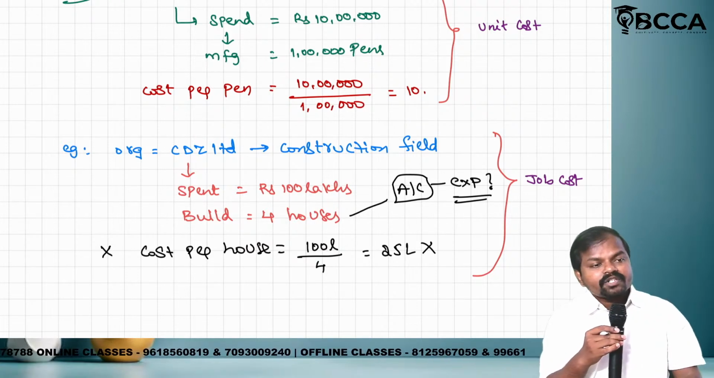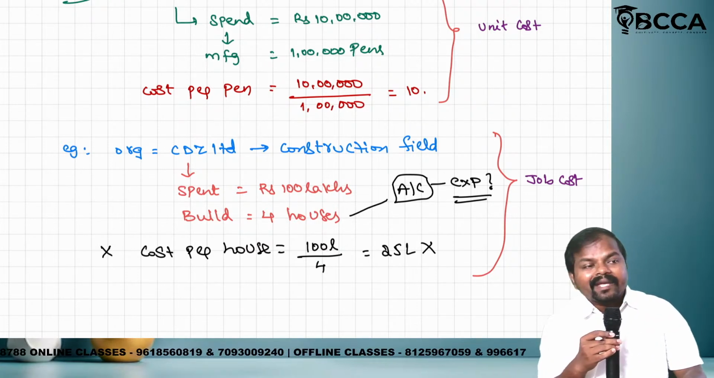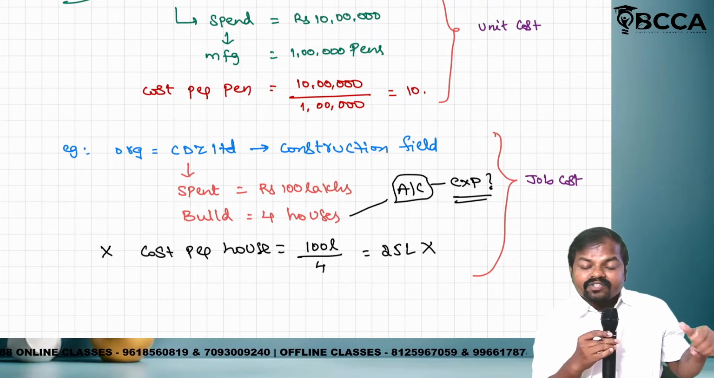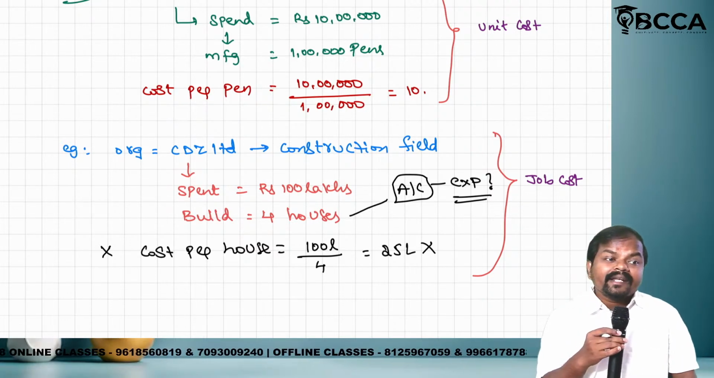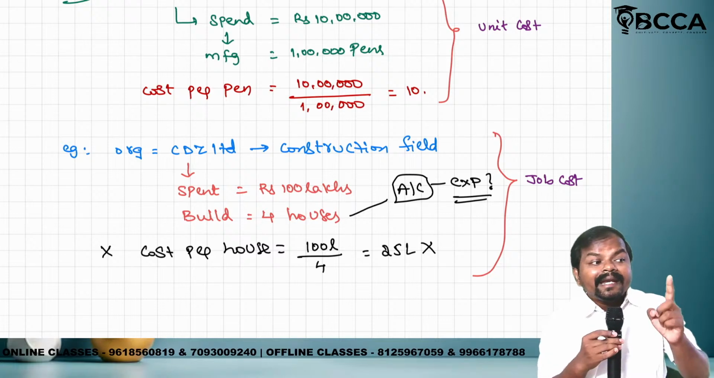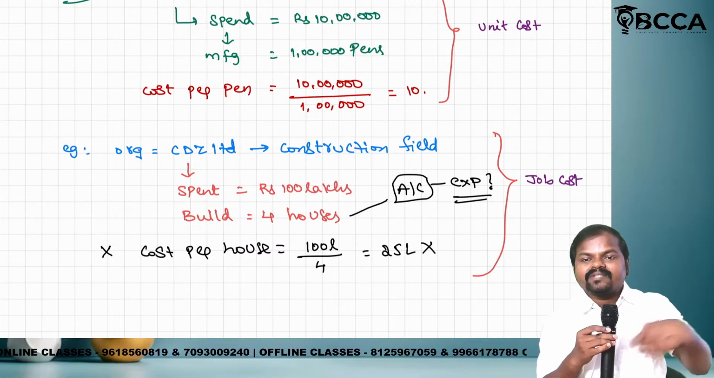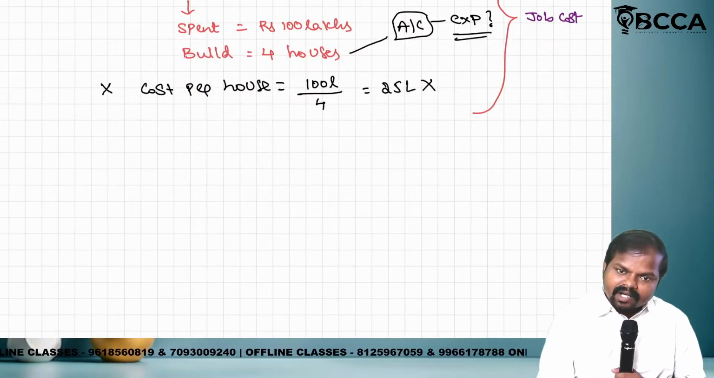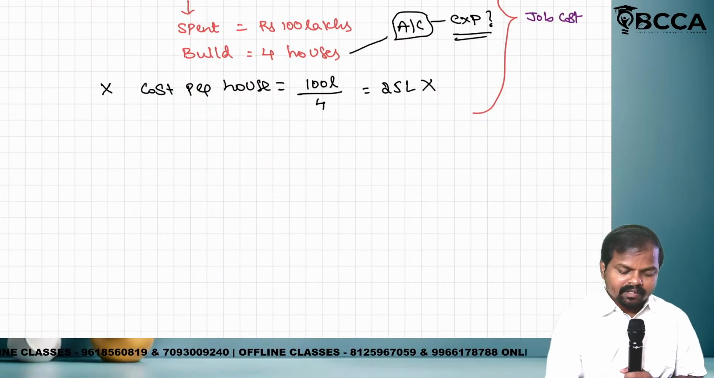Under unit cost, cost per unit can be calculated on an average basis. Under job cost, cost per unit can be calculated on an individual basis. Individual basis means a separate account should be maintained. Is it clear? Please respond. Excellent.